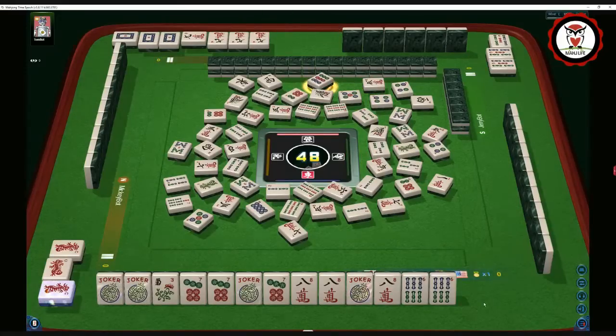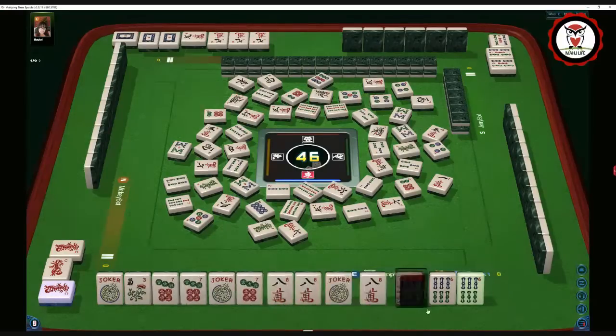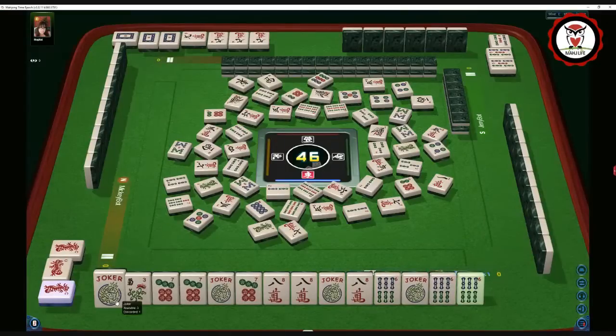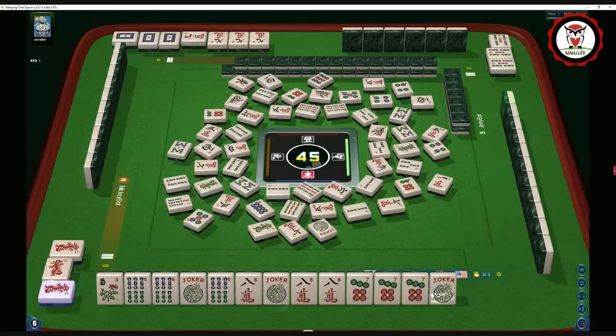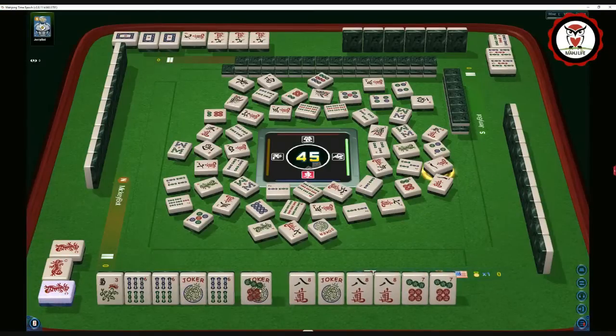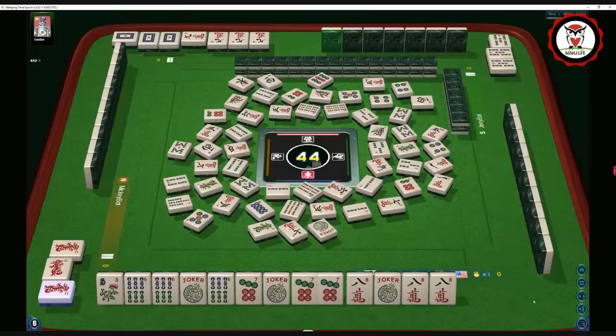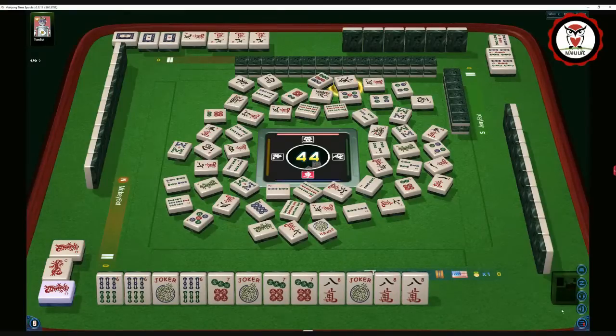Nine dots. Green dragon. Oh my gosh, look, we've got, all right, let's just let the quint idea go. Joker. Okay, we're ready to win on a flower. One character. We don't want to look a gift horse in the mouth, do we? East wind. Okay, so here's our flower. Green dragon. We're ready on a flower.